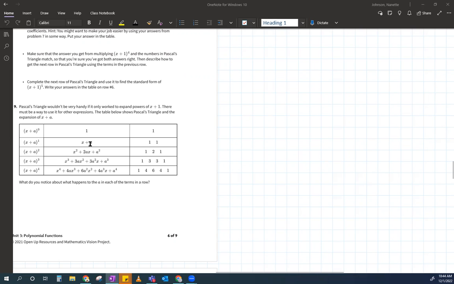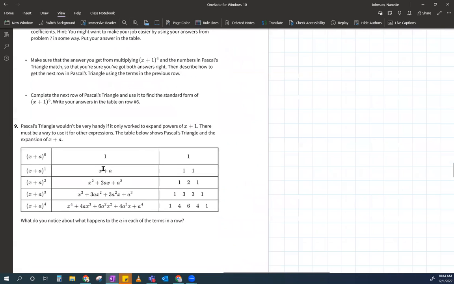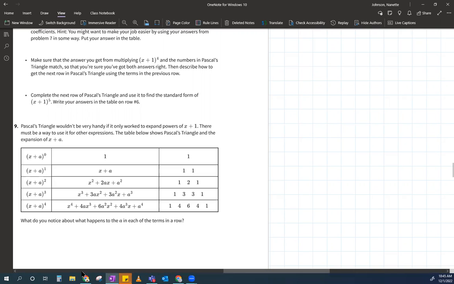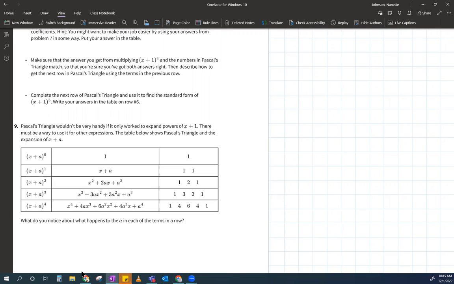Okay. So can you kind of look at this? I'll make it a tad bigger so you're not like, going what? Can you look at this side? This side is familiar to you. You understand. But what do you notice about what happens to the A in each of the terms in a row? So just look at one row. So look at this row with me. I need you to look at what is happening with A. What is happening with A? So can you put in the public chat what you noticed? What did you notice in terms of what is happening to A?